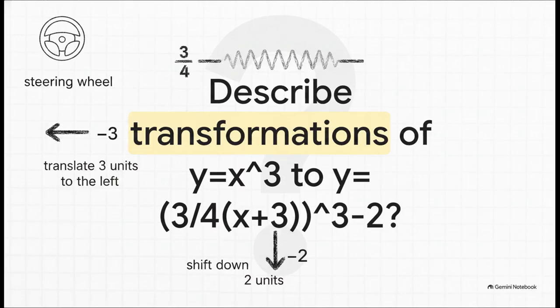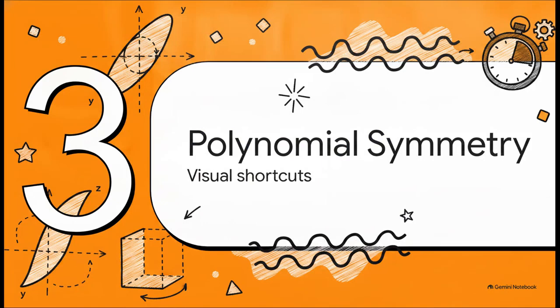Then, at the very end, completely outside the function, we have a minus 2. That means we shift down 2 units. Finally, we're multiplying by 3/4, which affects our shape by horizontally stretching it. See? If we just read the equation left to right and apply those visual rules, we've totally solved a complex exam problem without having to graph a single point. Up next, let's look at another game changer.